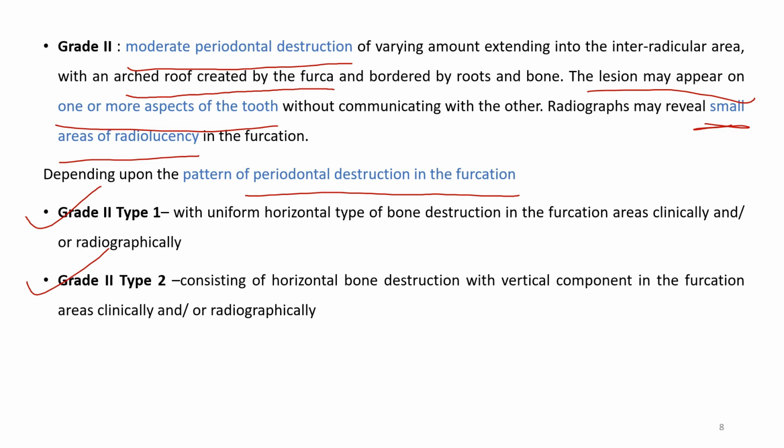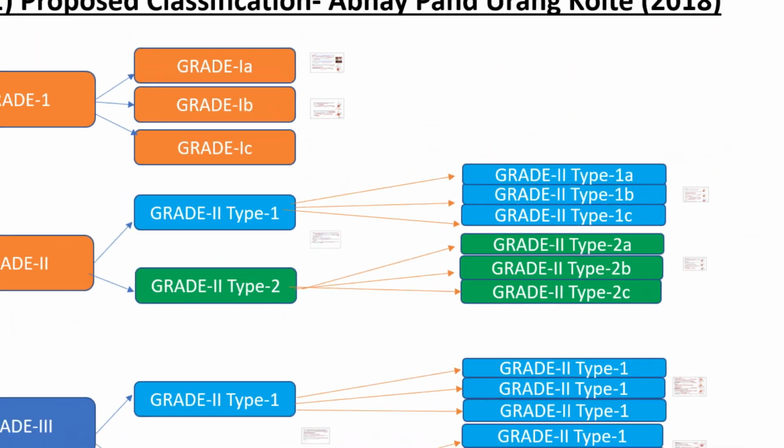Okay. In grade 2 type 1, horizontal type of bone destruction will be there, which can be seen clinically and radiographically. And in grade 2 type 2, horizontal plus vertical component of the furcation will be involved, which can be visualized clinically or radiographically.